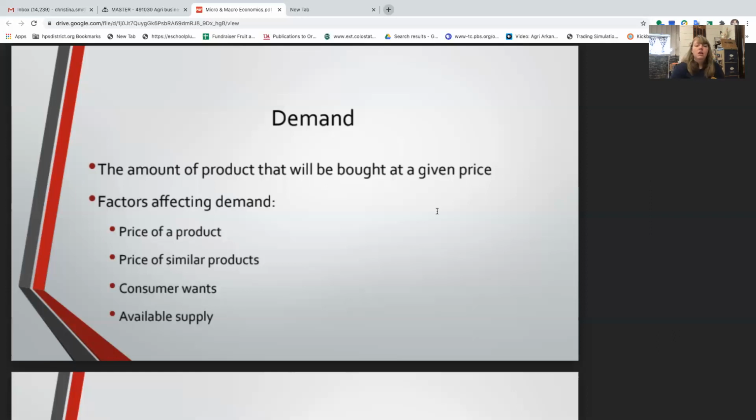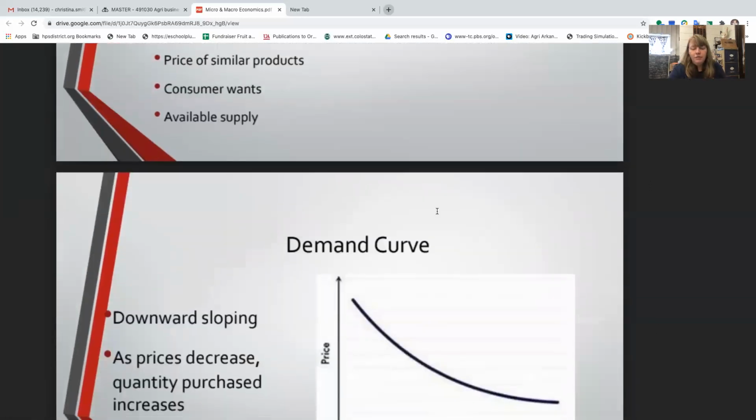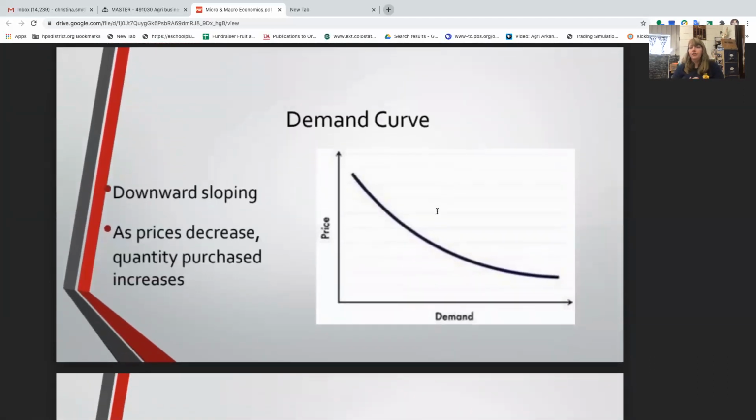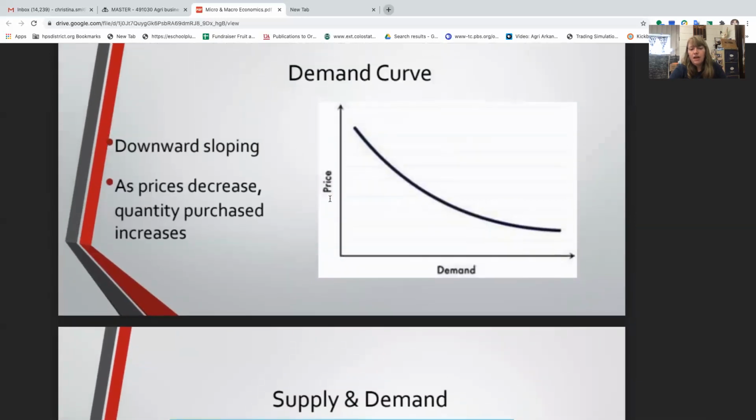Okay. So here's that second curve I was telling you about, the demand curve. You'll notice the supply curve went like this, right? So what does the demand curve do? It goes down. It's downward sloping. So supply is upward sloping, demand is downward sloping. And as the price decreases, the quantity of purchased items increases. So now when you look at these put together, you're going to see that they roll like this.